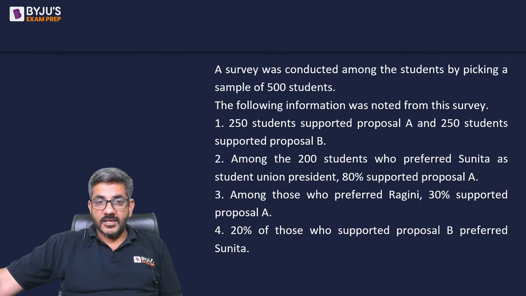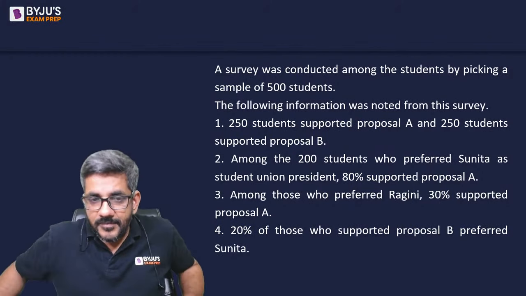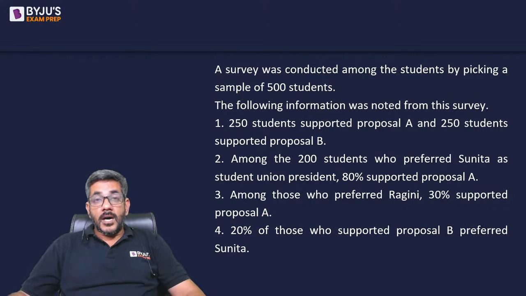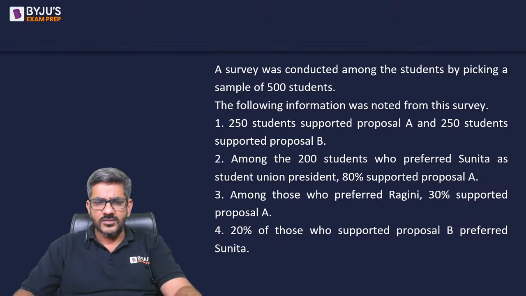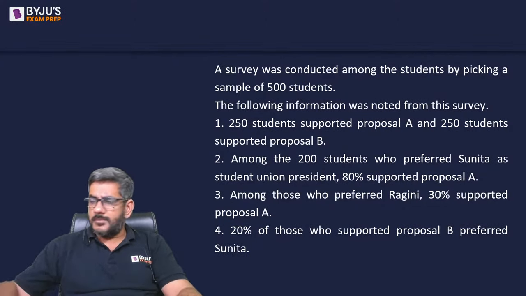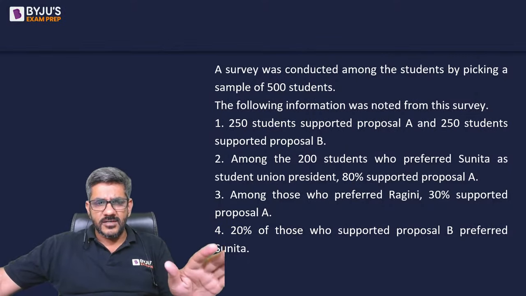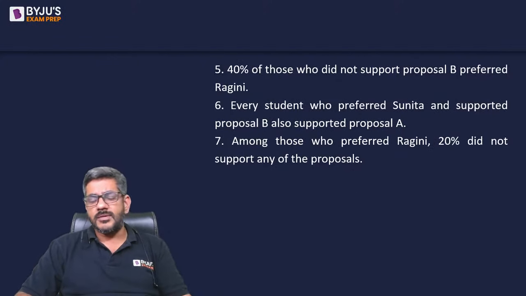So this all is telling you that there are 500 students. There is a sample of 500 students. 250 students supported proposal A and 250 students supported proposal B. Among the 200 people who preferred Sunita as student union president, 80% supported A, and then there is more information regarding this. There is a lot of information. Of course, we'll be talking about that information while making the set. But currently, you must have understood that there is some information given according to that.